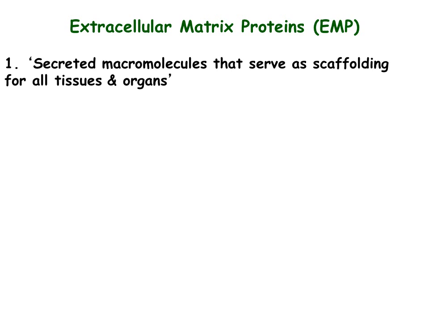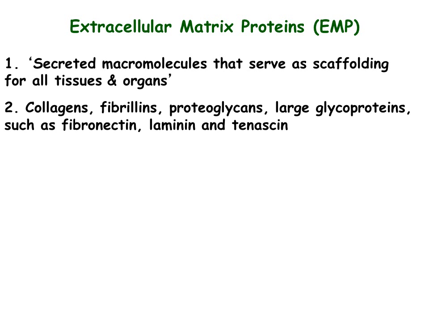Extracellular matrix proteins are just as important. These are secreted macromolecules that serve as scaffolding for all tissues and organs. They're going to be things like collagens, fibrillins, and we've seen that in Marfan syndrome. Proteoglycans, large glycoproteins, such as fibronectin, laminin, and tenascin. So these are things that some of you have picked up in terms of different types of disorders, and why I kind of want to bring them in to help you with your summary paragraph of your discussion.